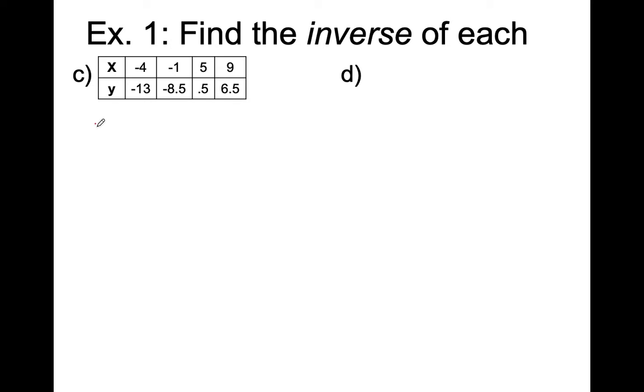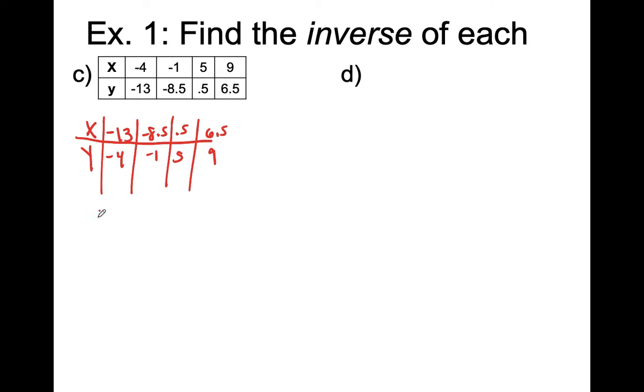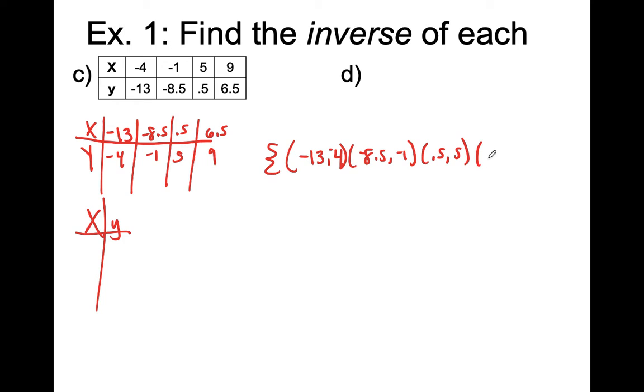So if we were going to answer it as a t-chart, we can either answer it the same way they do. So it would be -13, -4, -8.5, -1, 0.5, 5, and 6.5, 9. You could also answer it as a t-chart like this, but you can also do a set and do the ordered pairs (-13, -4), (-8.5, -1), (0.5, 5), and (6.5, 9). It really doesn't matter how you answer it. I believe the book answers it as ordered pairs.